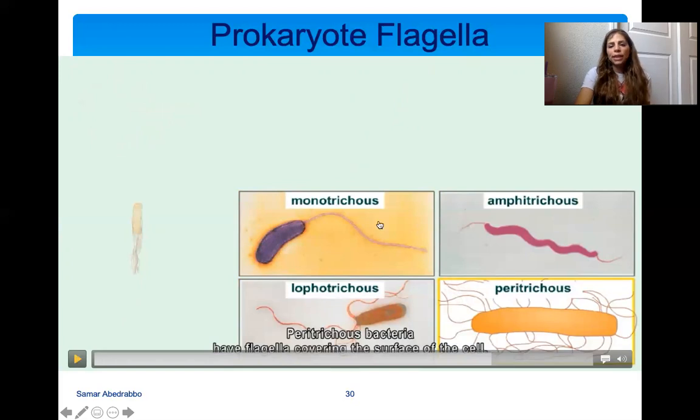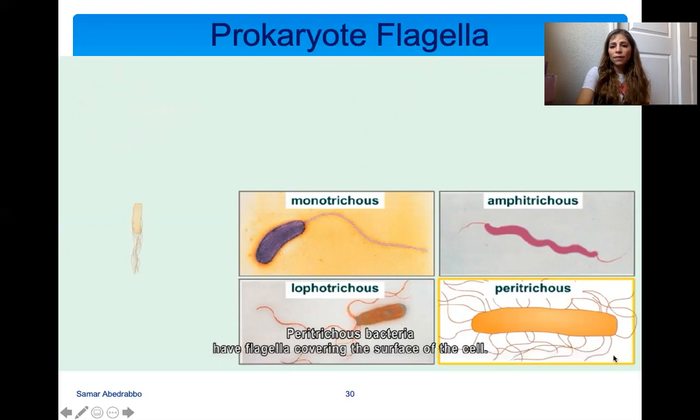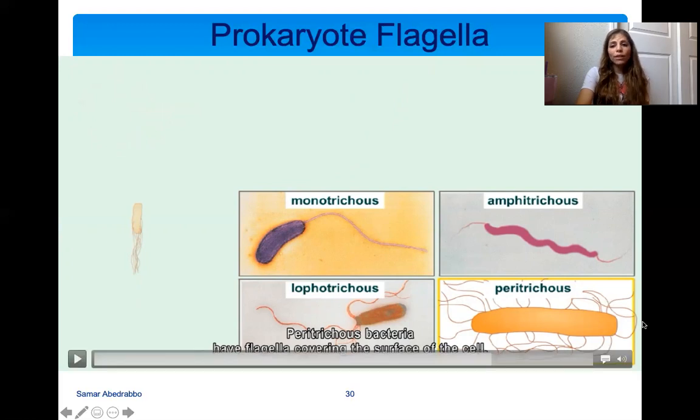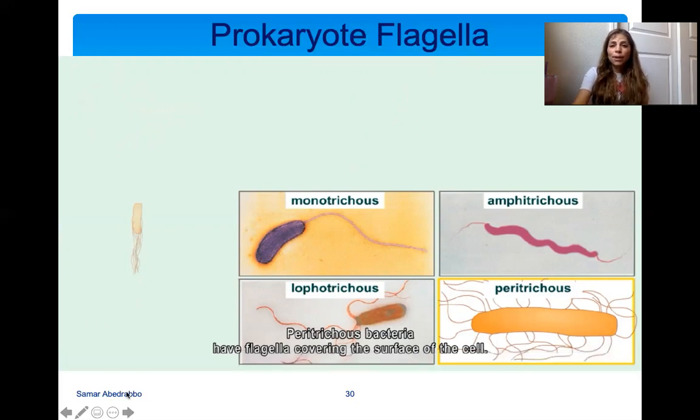So all I want you to get from this slide is that flagella are important for motility, and you can have different patterns. When we see flagella all over the cell, we call it peritrichous. Just one is monotrichous, one at each end is amphitrichous, and a lot at one end is lophotrichous. So that's the main thing. And then remember, flagella are made up of the flagellin protein.